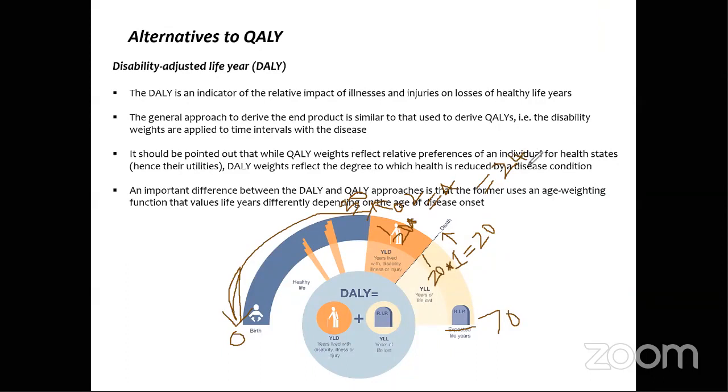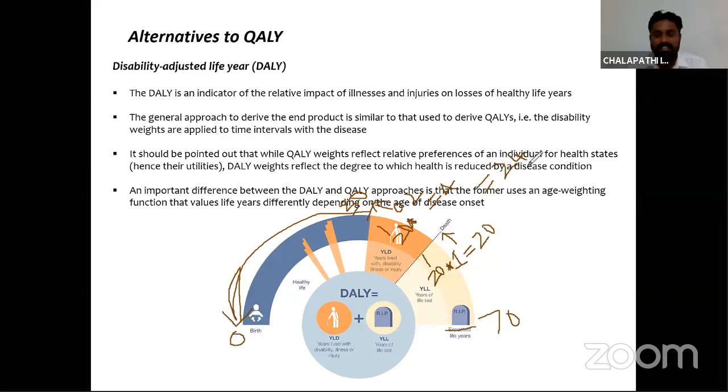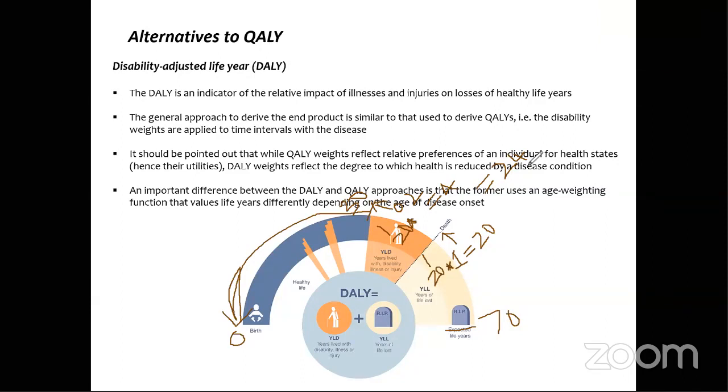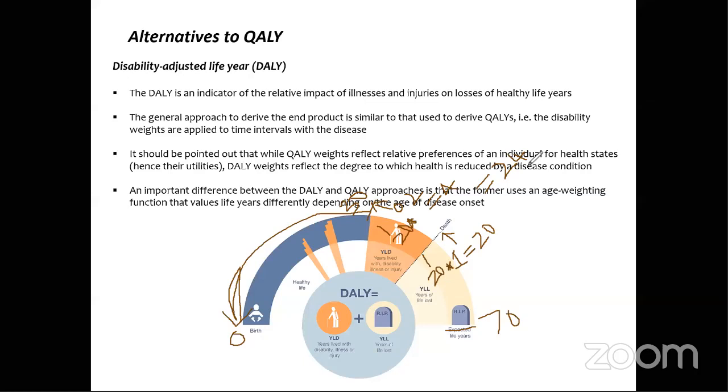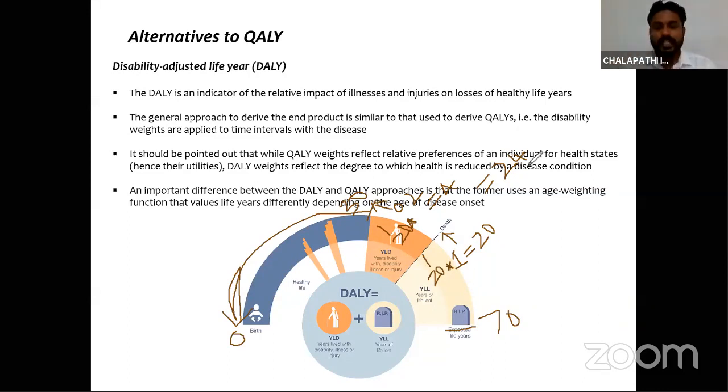Is it clear? Anyone can ask before I remove the markings. Yeah, Prince, tell me. That means combining both YLD and YLL, you can calculate the DALY. Is that clear for everyone? If not, I can tell one more time. I don't mind because anyway we are just dipping into it. So it is better to understand at least one concept.